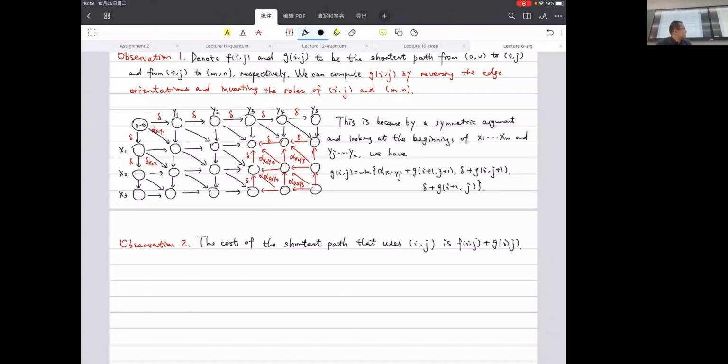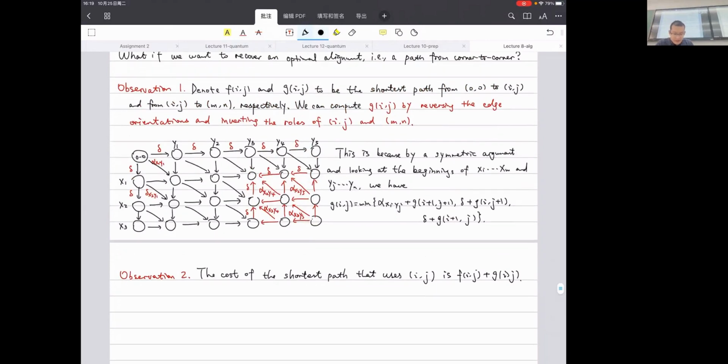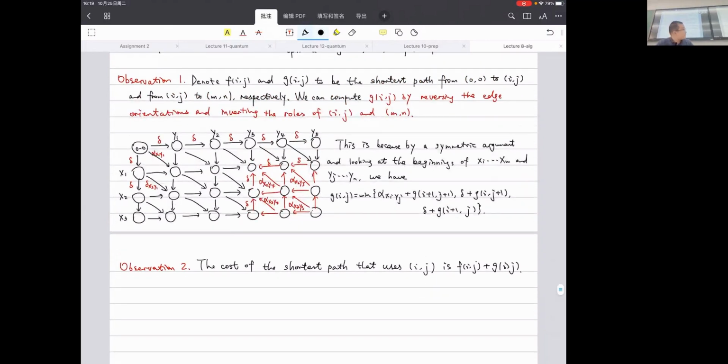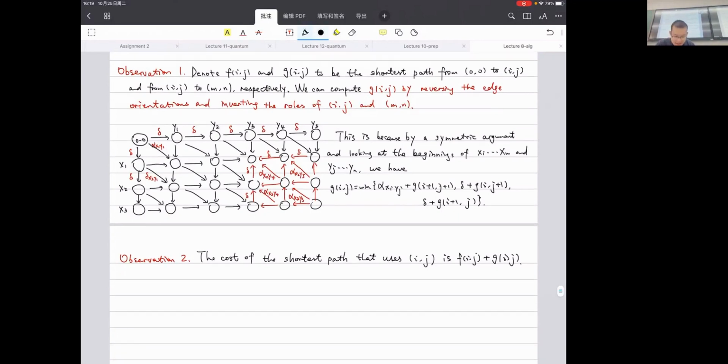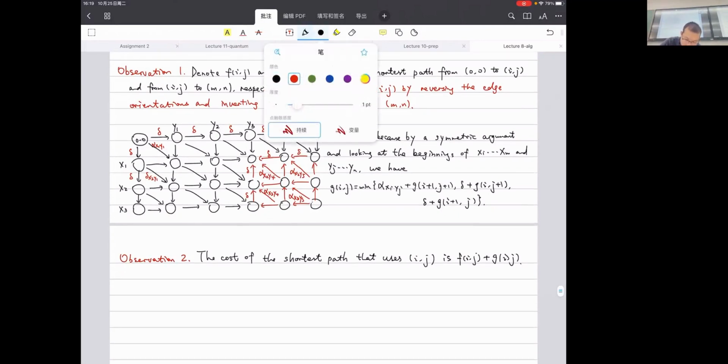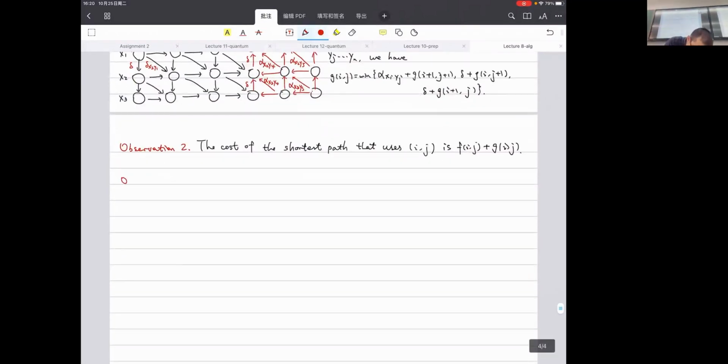This is just by the definition of f and g, because f is defined as the shortest path from 0,0 to ij, and g is the shortest path from ij to mn. So as long as you have a shortest path from 0,0 to mn that passes a certain point ij, the corresponding value is going to be fij plus gij. So this is the second observation that we make here. And subsequently, we can have a third observation.